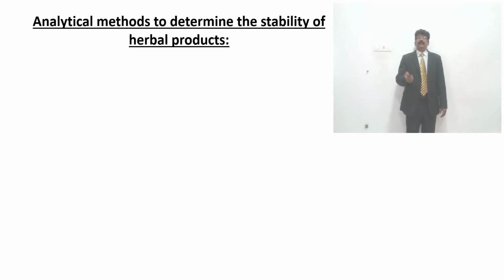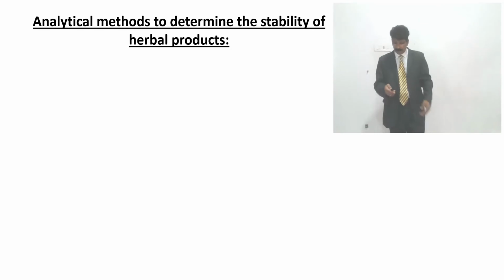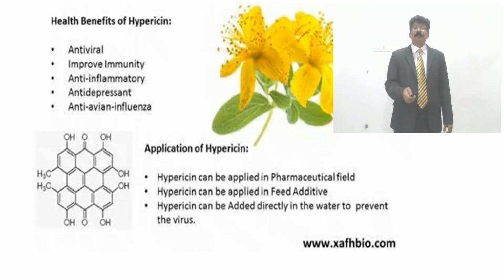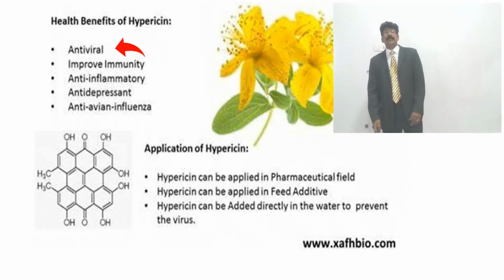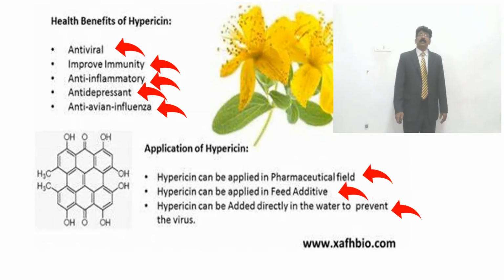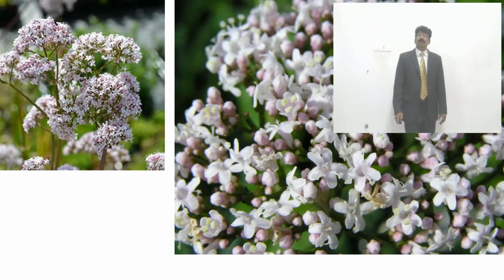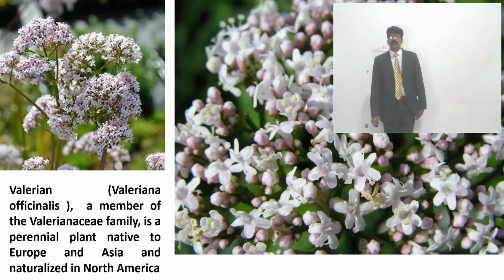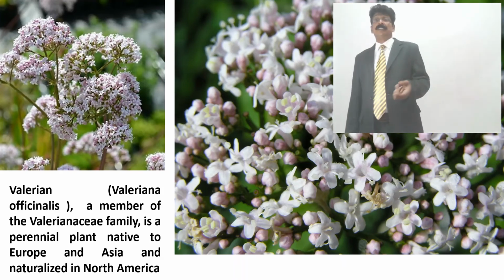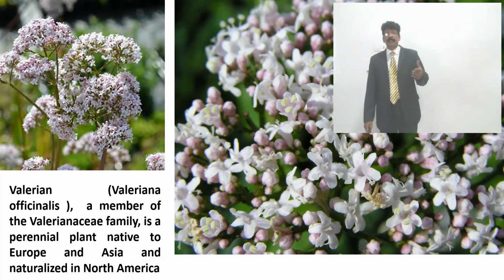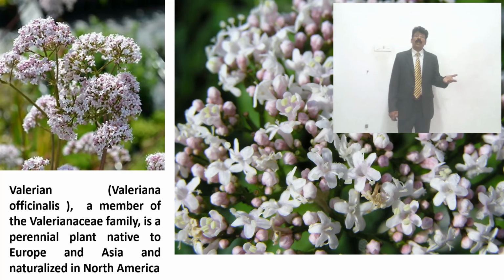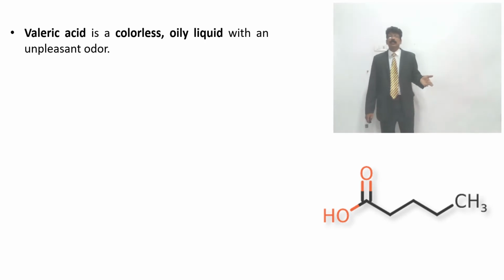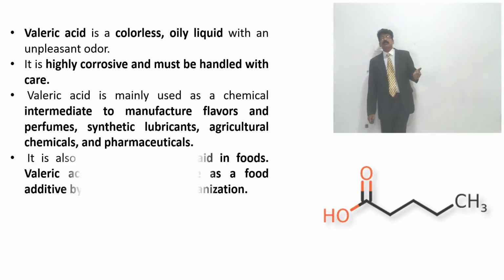This is the third class, on analytical methods. That is, we start from where we stopped in the last classes. Actually, we stopped with the various benefits of St. John's Wort flower, which is used for premenstrual syndromes and also for menopause, and it has antiviral properties. This is about valerian. Valerian is also a flavoring agent. It is a precursor for various products of flavoring reagents, and this we also discussed in the last class.